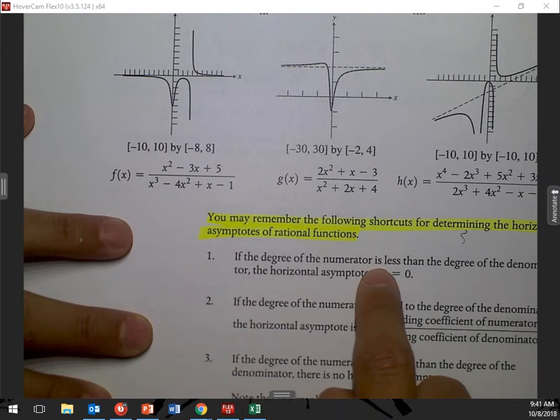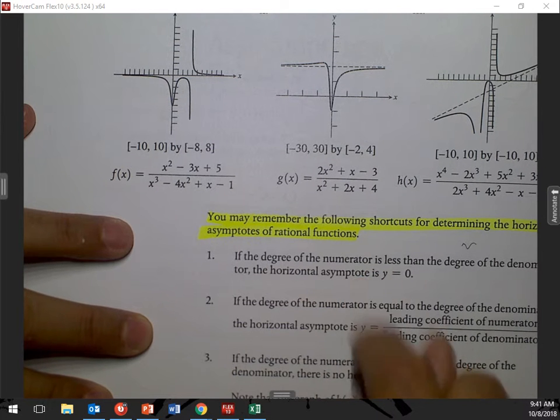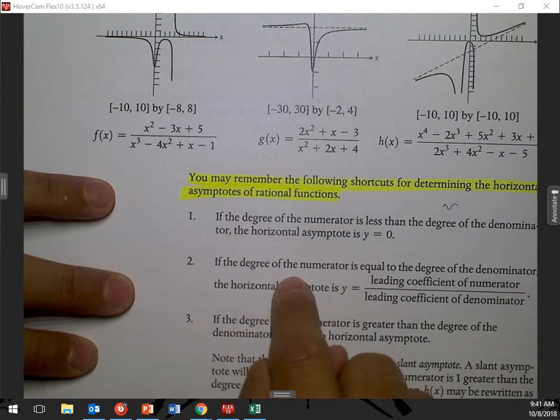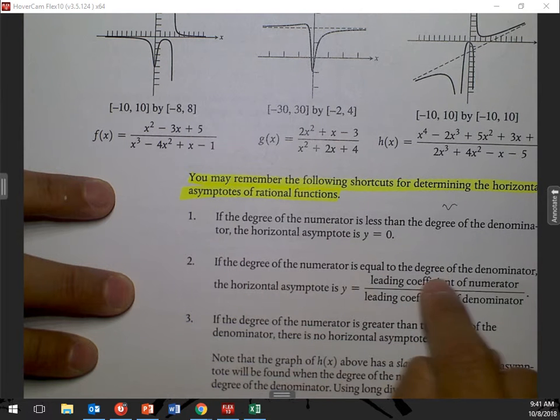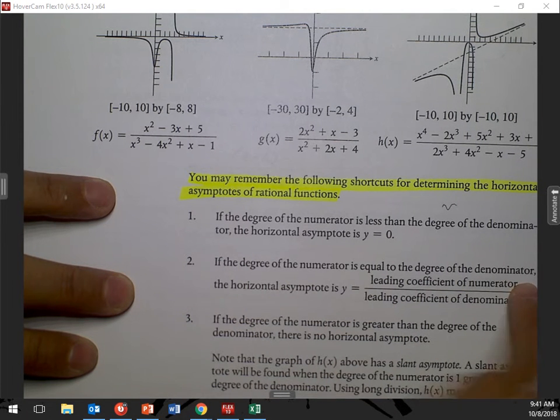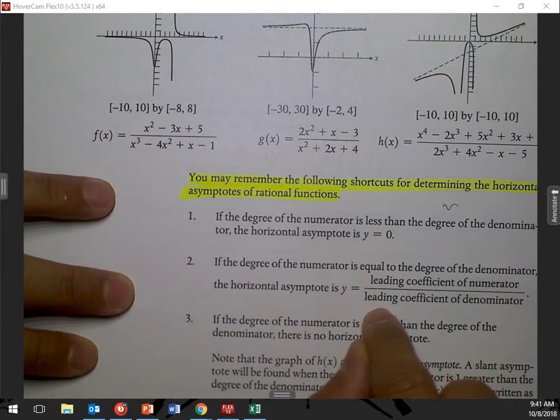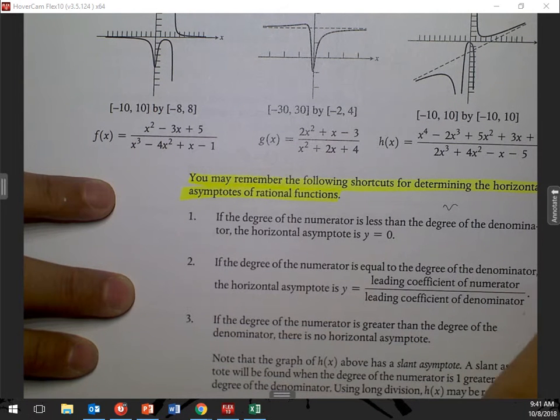So that's the degree of the numerator. So this is important. These keys right here are going to help you out with a lot of this. If the degree of the numerator is equal to the degree of the denominator, the horizontal asymptote is the leading coefficient of the numerator over the leading coefficient of the denominator. Just like I was saying with my degrees.